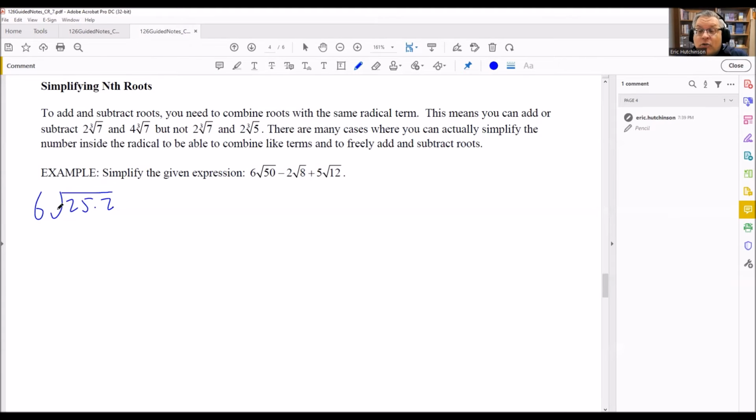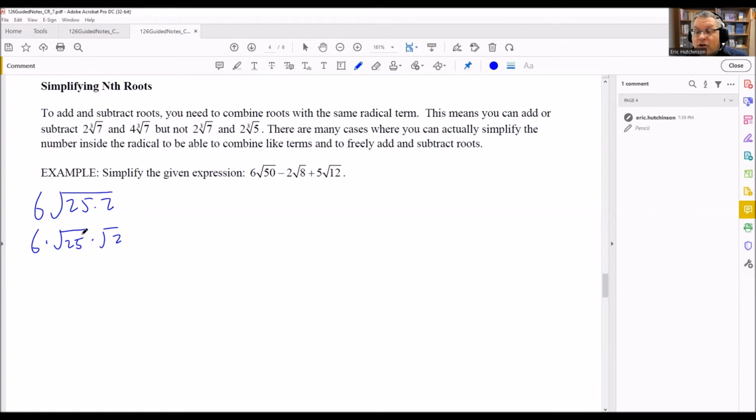So that's kind of the idea. You want to think about what's the largest perfect square that would divide evenly into that number. Okay, so what would happen in the next step, I'll just go ahead and work this one out for you now before we do the other ones. You can break this up by using the product property.